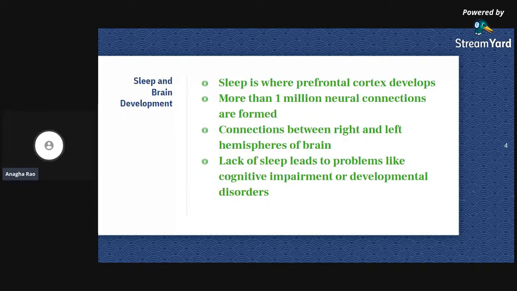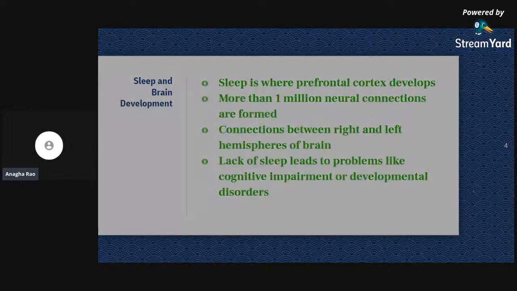So that's why sleep plays a big role early on. Lack of sleep in childhood can lead to bigger problems, such as cognitive impairment or other developmental disorders. So it's best to make sure that you're getting enough sleep as a kid, especially.